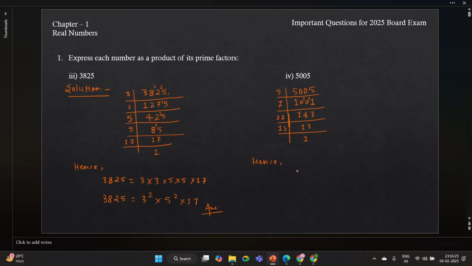This one also, 5005 is equal to 5 times 7 times 11 times 13. So it would be your answer directly.